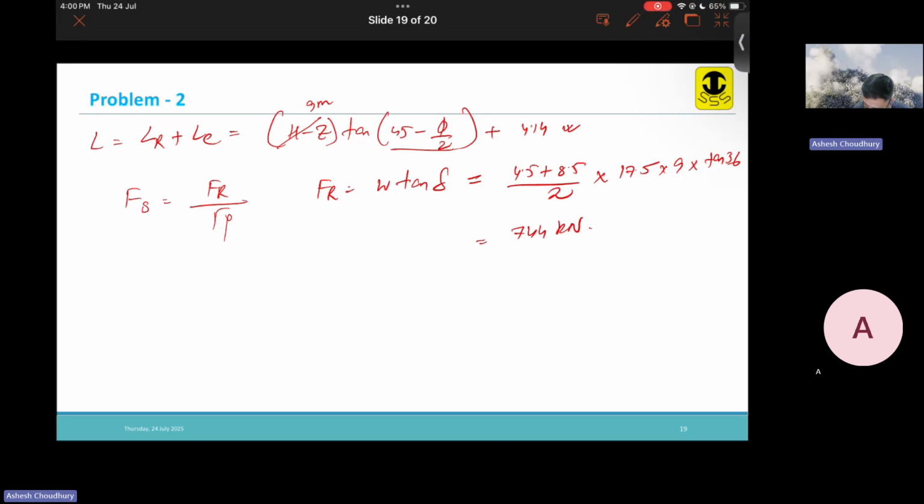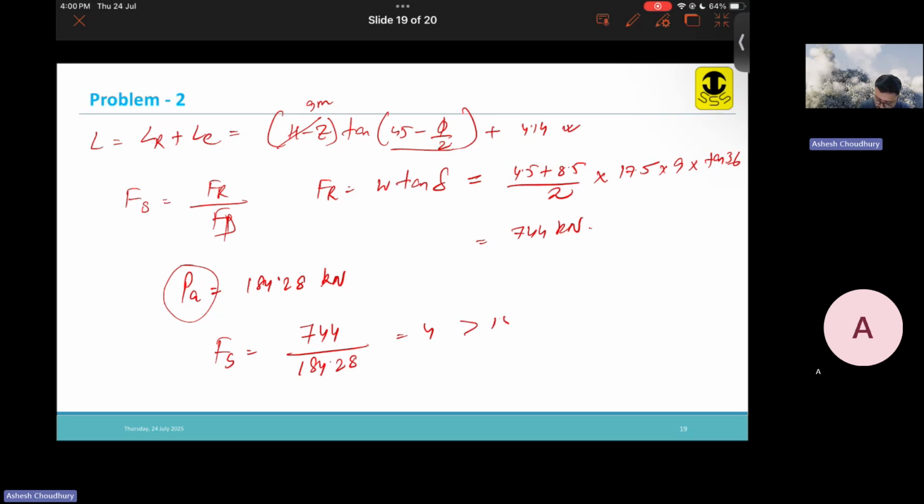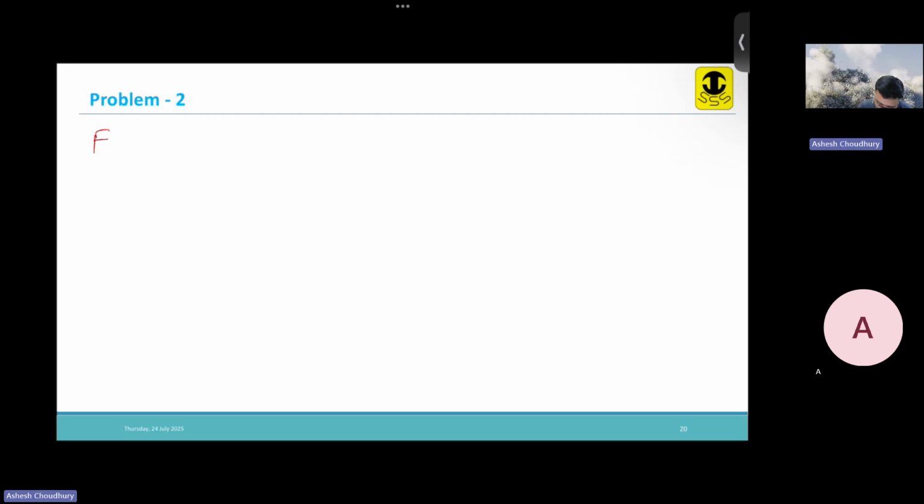So this one comes out as 744 kilonewton. Now PA is 184.28 kilonewton. What is PA? We already know the disturbing force FD. The disturbing force is nothing but my PA, the external earth pressure. So what is my factor of safety in sliding? 744 divided by 184.28 is 4. It is greater than 1.5, so it is okay.